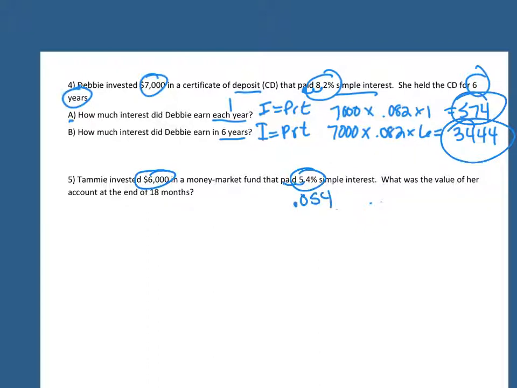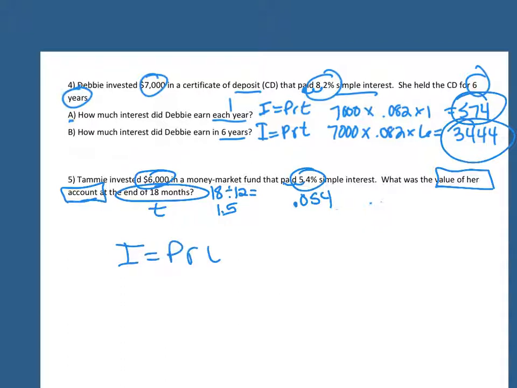Then last one, number 5, Tammy invested $6,000 in a money market fund that paid 5.4% simple interest, or 0.054. What was the value of her account at the end of 18 months? So what was the value of her account? So total, not just the interest. So 18 months is going to be my time, but remember I have to have my time in years. So you can either think 18 months, that's a year and a half, that's 1.5, or in your calculator, you can put the months that they gave you, 18, and divide it by 12, which would be 1.5. So for time, we're going to use 1.5 instead of 18 because it's not 18 years, it's a year and a half. So I equals PRT.